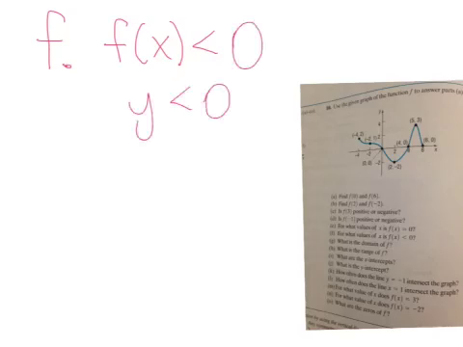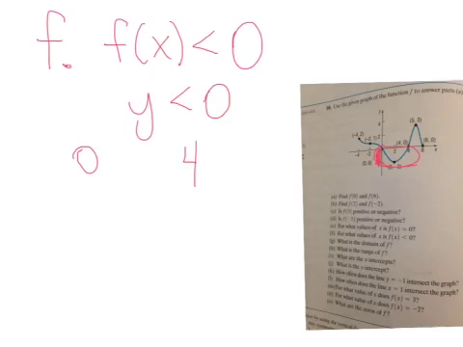So f of x is less than 0. So when is y less than 0? So if I go where y is less than 0 down here, they're going to be negative numbers because I've got my negative y values right there. So it's between 0 and 4. And at 0 and 4, they equal 0. So we don't include that.